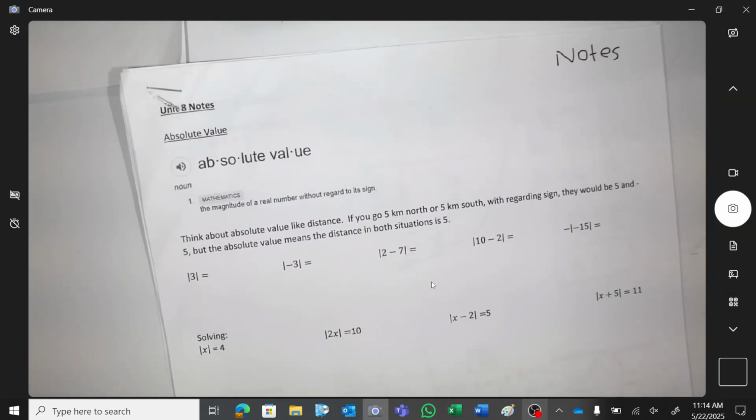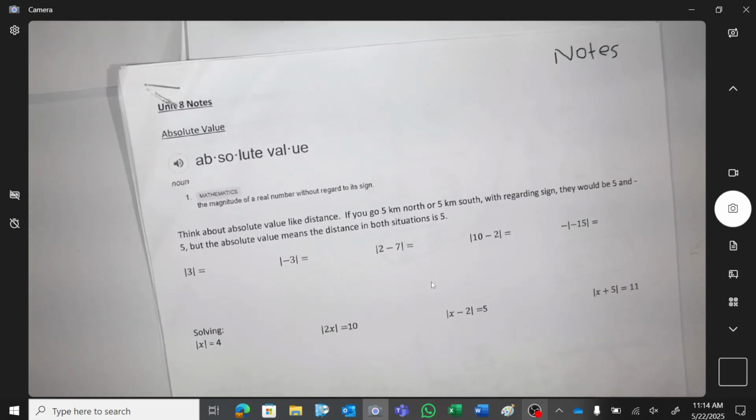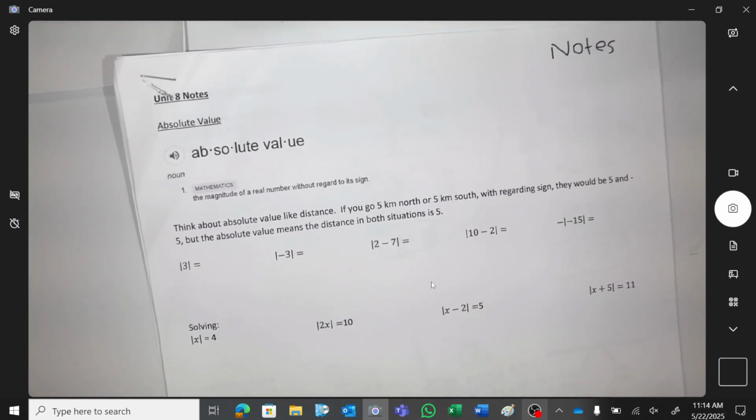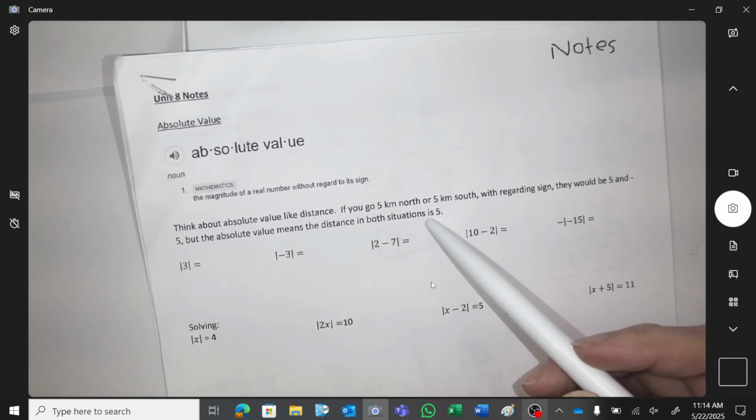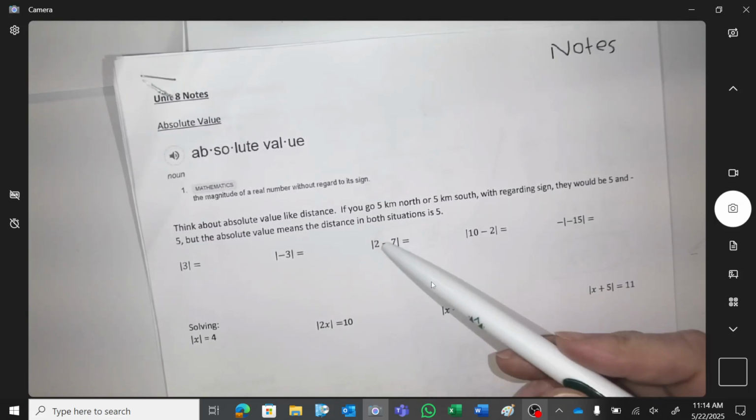Okay, today's lesson is called absolute value. So what is absolute value? It's making numbers with a magnitude only, with no regard for direction. An example that I wrote was talking about distance.